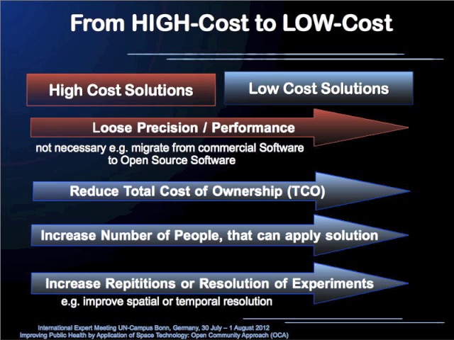The main economic objective is to reduce the total cost of ownership of the application of technology for risk mitigation in the public health sector. This increases, in turn, the number of people that can apply the solution or can afford the solution. But even if you have the money for the application of a high-cost solution, it might be reasonable to move on to a low-cost solution, because by this transformation from high-cost to low-cost, you can increase the repetition or the resolution of an experiment.